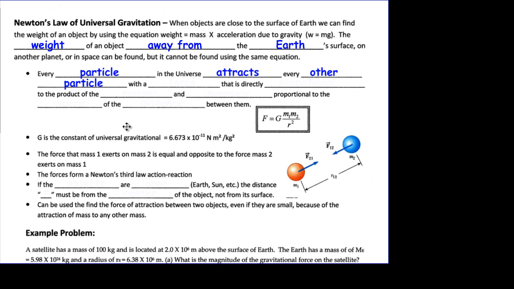It says, every particle in the universe attracts every other particle. So you can also use this equation if you want to find that force of attraction between two particles. Let's say it was a pen and a pencil. You could find out the force of attraction between those particles using this equation. It says that particles attract every other particle with a force that is directly proportional to the product of their masses. And you're going to see you need that later in the example problem.